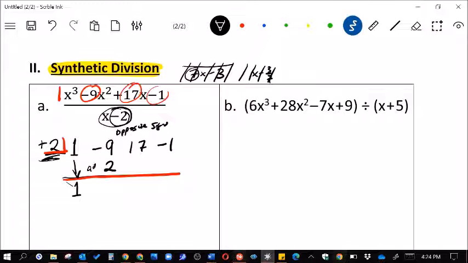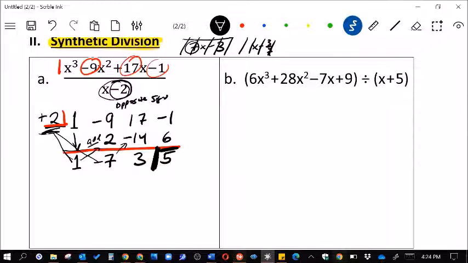And then I add those together. In this case, it's adding them. -9 plus 2 is a -7. And then I'm going to multiply it again. So what I did is I multiplied to get to that. Now I'm going to multiply to get to that, which is -14. And I'm going to add these together, which gives me a 3. And then multiply those to get a 6 and add those to get a 5. But the last one I go like this for because it becomes the remainder.